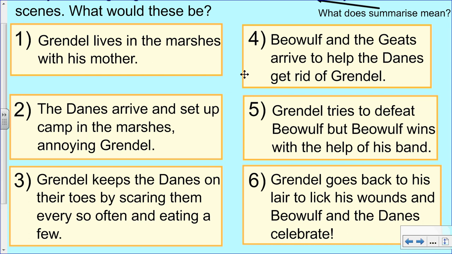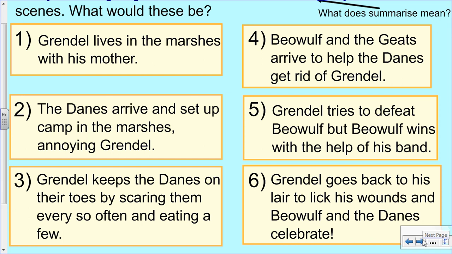But no, things changed. So the Danes had got Beowulf to come and help them. So Beowulf and the Geats arrived to help the Danes get rid of Grendel. And then the next thing, really, after there's a bit more to the story where Beowulf talks to the king, and Grendel pretends to be a tree. But then the next big thing is that Grendel tries to defeat Beowulf, but Beowulf wins with the help of his band. And then the very last thing, which is quite important, is that Grendel goes back to his lair to tell his mum and to lick his wounds, and then Beowulf and the Danes celebrate. And then we don't really know what happens after that, but there is another book on Bug Club that you might want to read after this one.